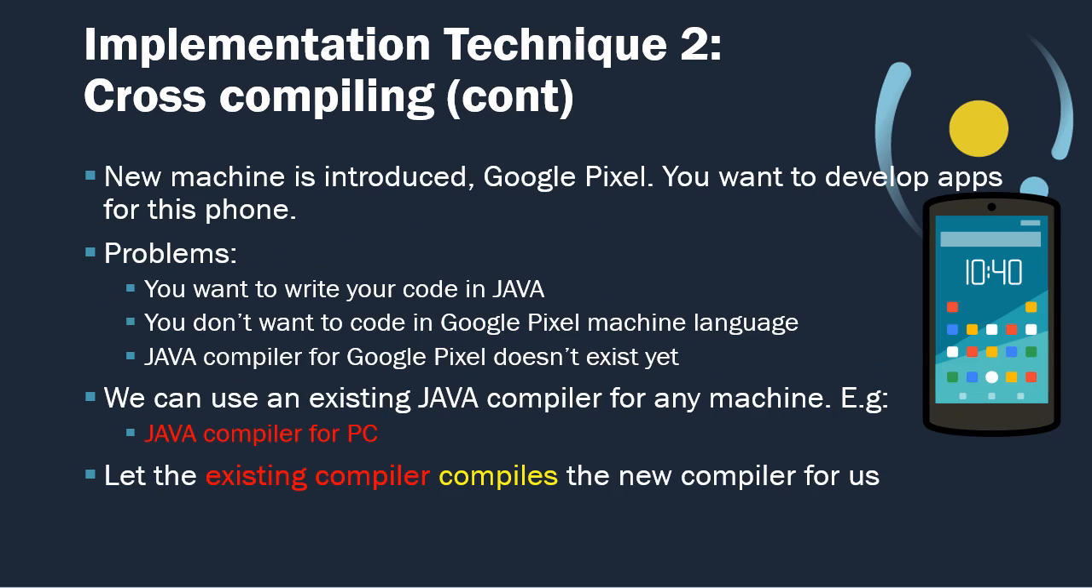So imagine if you have a new machine, and this new machine is called Google Pixel. You want to develop application for Google Pixel, programs that can run on this machine, but you face some problems. First of all, you want to write your code in Java. Java is a programming language that you know. Second, you do not want to write in machine language of Google Pixel. However, currently, because it is a new machine, we do not have any compiler yet. And third, Java compiler for Google Pixel doesn't exist.